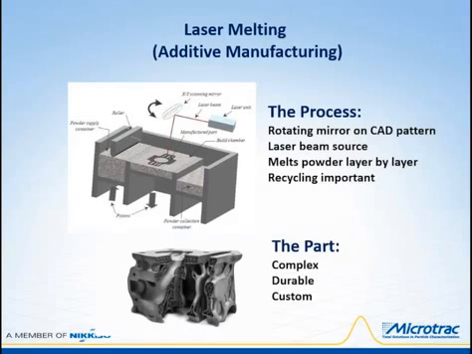The laser melting process uses a rotating mirror which, by following a CAD pattern, directs a laser beam onto the top powder layer, melting the powder layer on top of the previous layer of the part. All particles not melted onto the part are scraped off while the next layer is loaded.